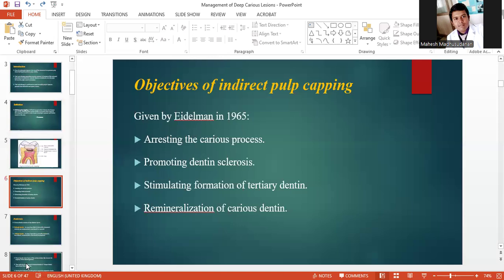The objectives of indirect pulp capping include arresting the carious process, promoting dentin sclerosis, stimulating formation of tertiary dentin, and remineralization of carious dentin.